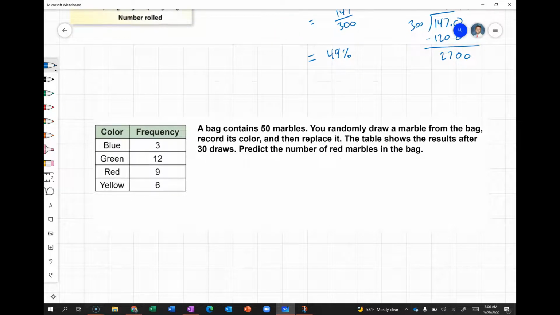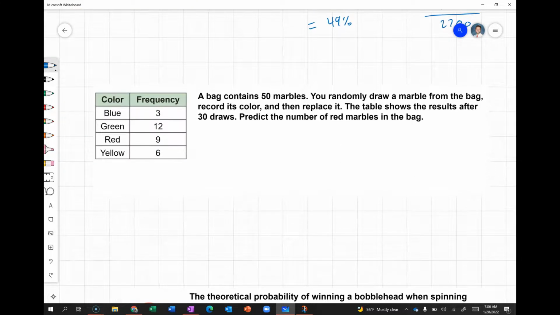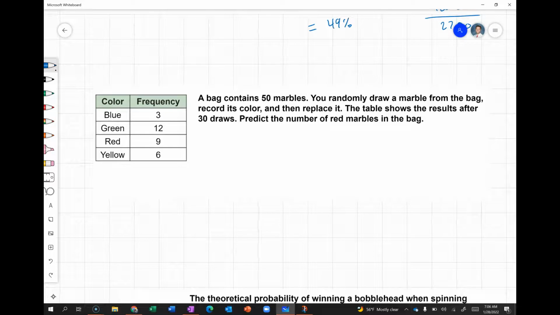Okay, now looking at this next one, a bag contains 50 marbles. You randomly draw a marble from the bag, record its color, and then put it back in the bag. The table shows your results after 30 draws. Predict the number of red marbles in the bag. Okay, so basically what we're doing here is we're going to use our experimental probability to help us predict the theoretical probability. Basically, right, so we've got 50 marbles.